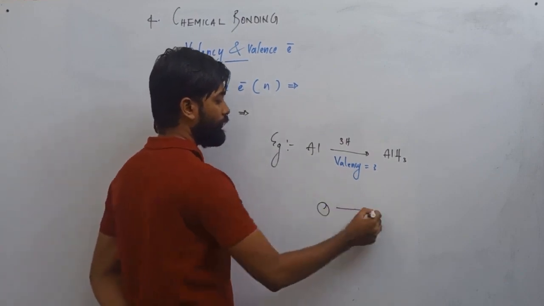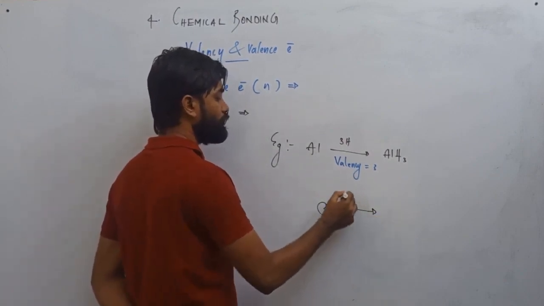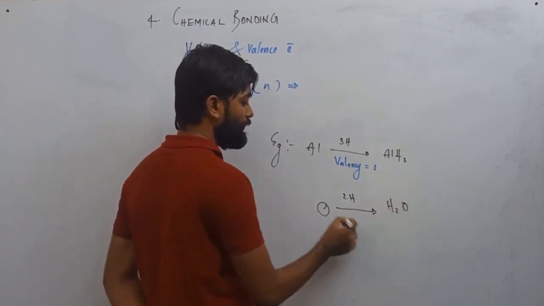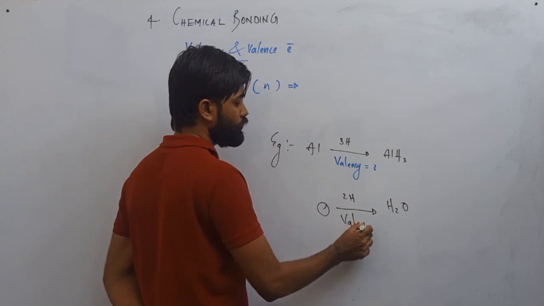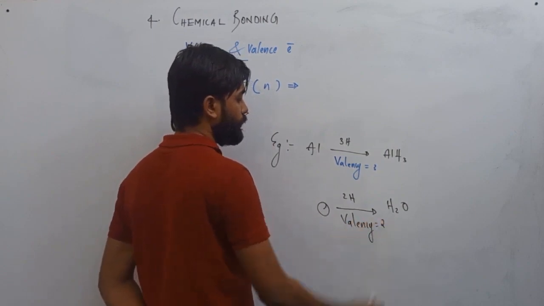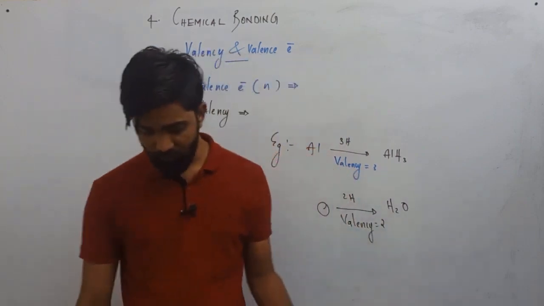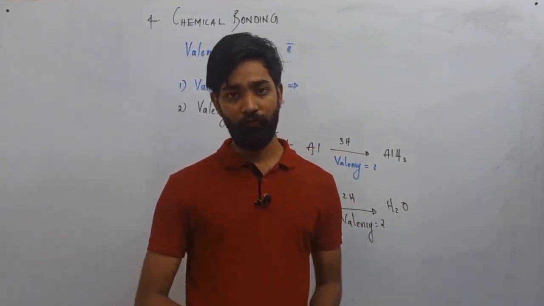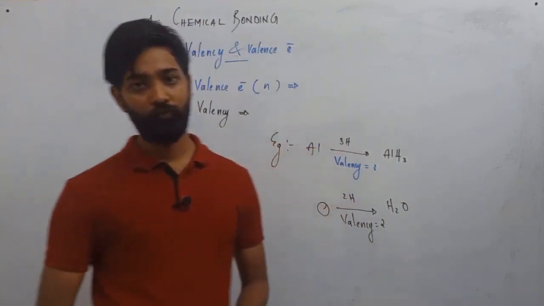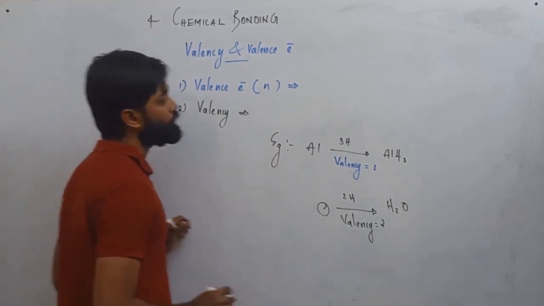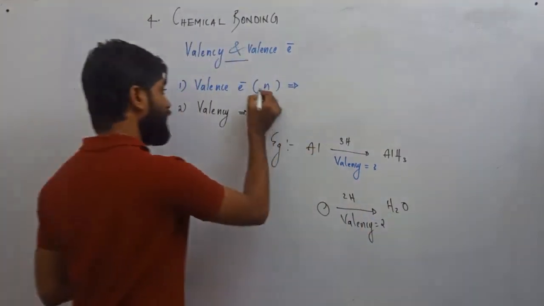Oxygen has a combining capacity with hydrogen, that is, it can combine with 2 hydrogen to form OH2 or H2O. So the valency of oxygen is defined as 2. The actual definition of valency is the combining capacity of an atom with hydrogen. Ready? Fine.